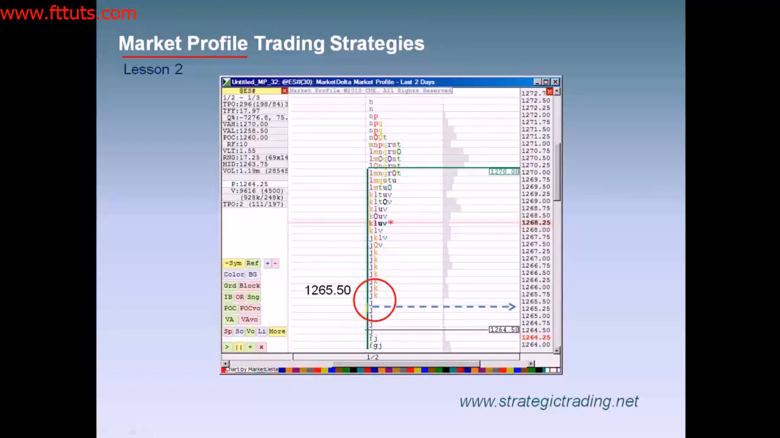Now, take a look with me again here. At this point, we just have one print, and the price that it printed at was 1265.50. This time, it only had a single TPO. Now, on the chart, we have lots of TPOs. Each TPO, or time price opportunity, is represented by a single letter.